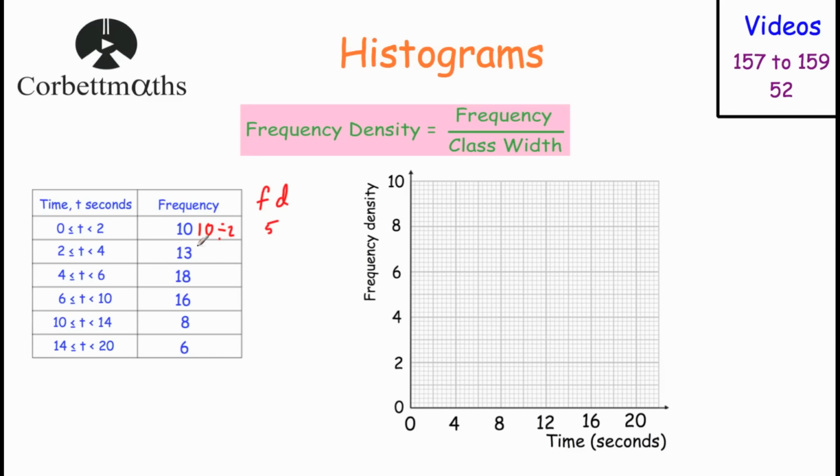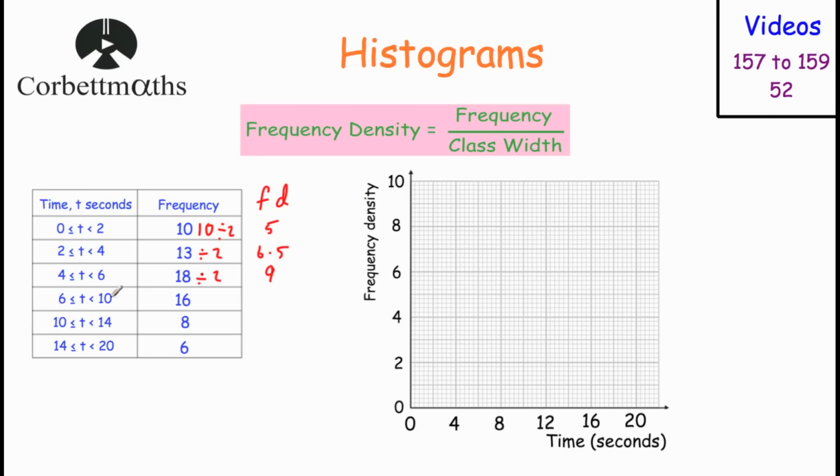Our next category has a frequency of 13, and it's got a class width of 2. It's 2 wide, going from 4 to 2. 4 take away 2 is 2. So we're going to do 13 divided by 2, which is equal to 6.5. Our next group, again, its frequency is 18, and it goes from 4 to 6, so its class width again is 2. So we're going to do 18 divided by 2, and 18 divided by 2 is 9.